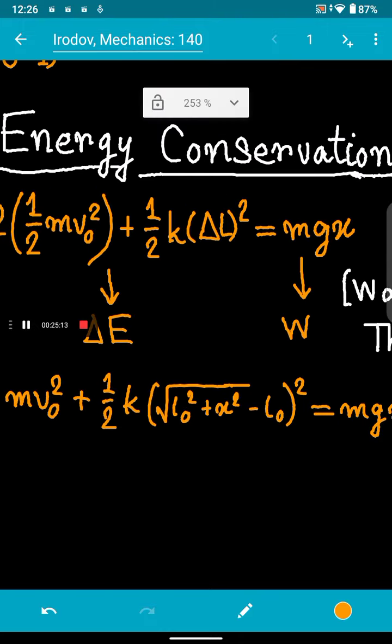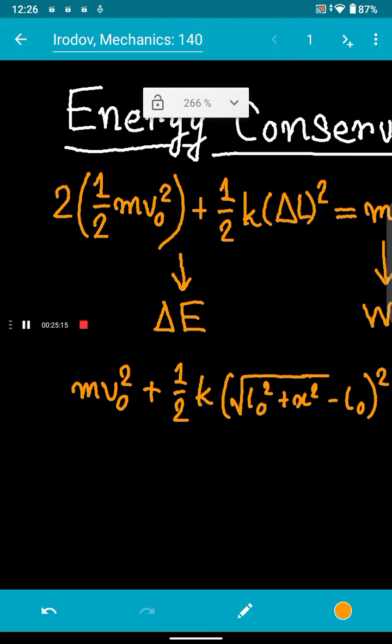And here what is x? At this moment x will be 3L0 by 4, as we had that sin theta is equal to 4 by 5, that will give us tan theta is equal to 4 by 3. So L0 by x equal to 4 by 3 and x equals 3 by 4 into L0.